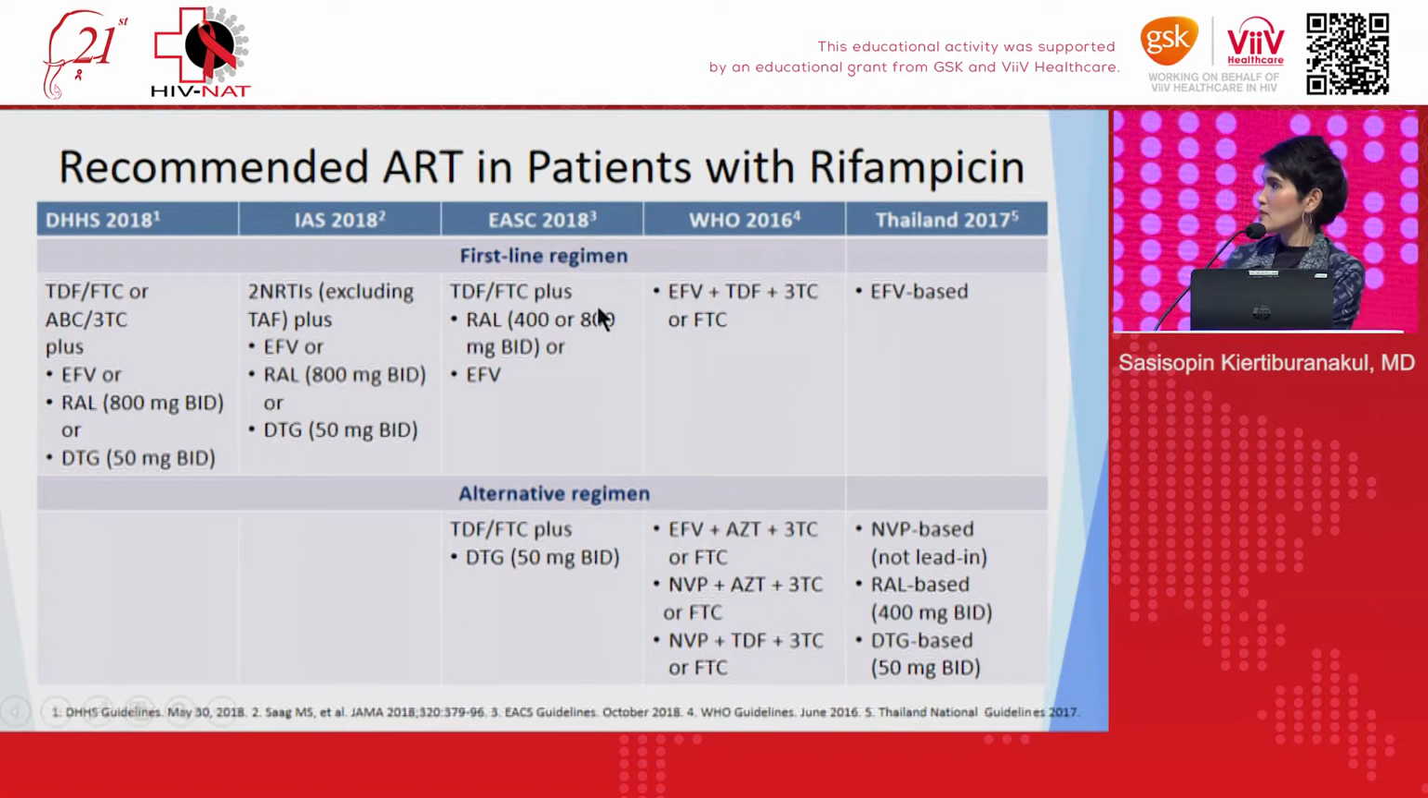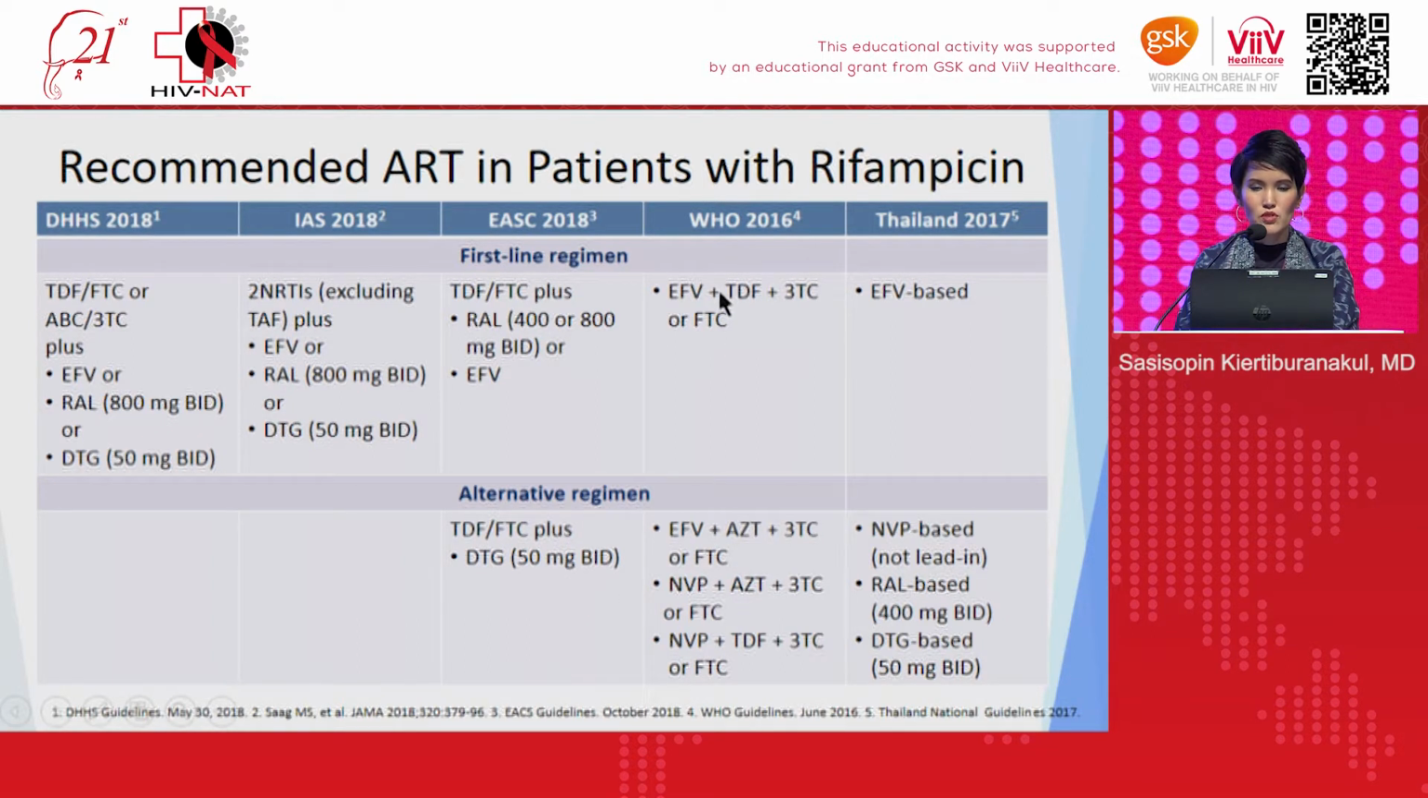And this is a summary of the many guidelines that I tried to put all in one table. So this is IAS, European, WHO, and Thai. You can see that all of these guidelines put efavirenz for the first-line treatment with rifampicin. And for the DHHS guideline and IAS, they put raltegravir with double dose and dolutegravir with double dose when using with rifampicin. For European, they put dolutegravir as an alternative.